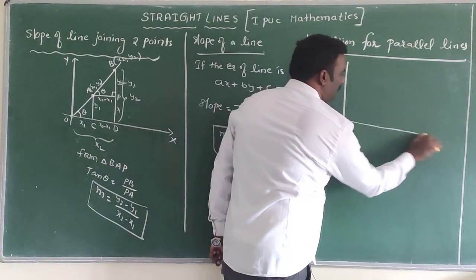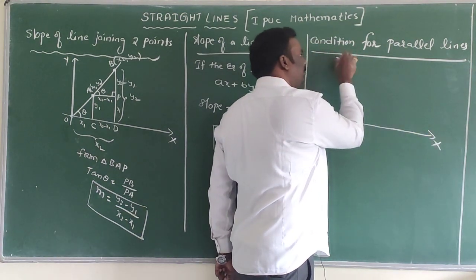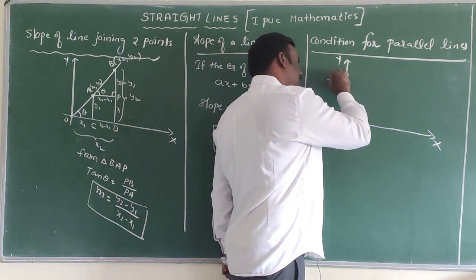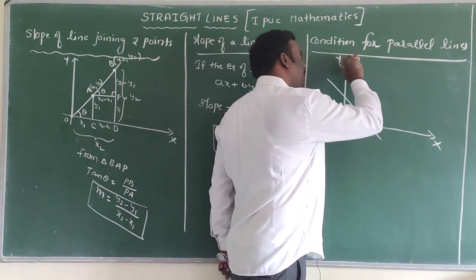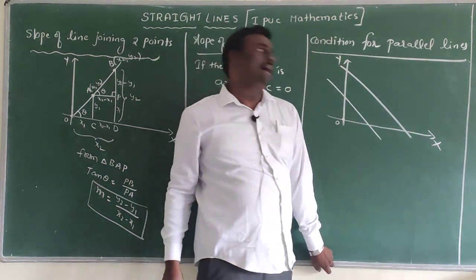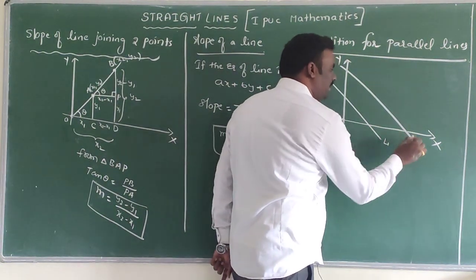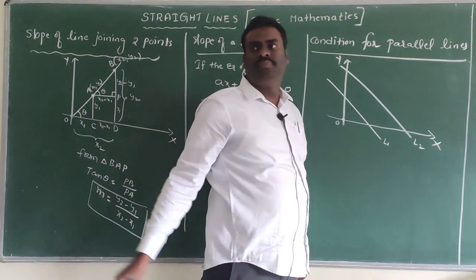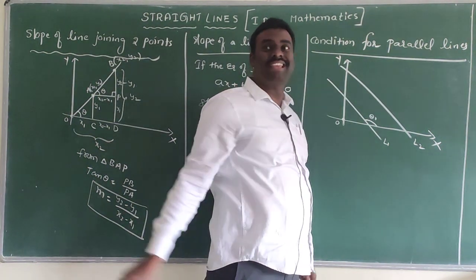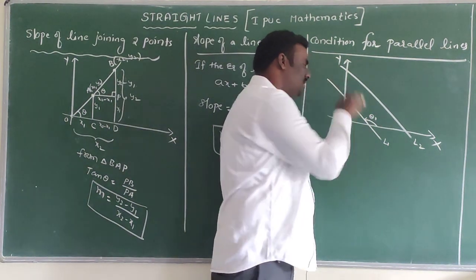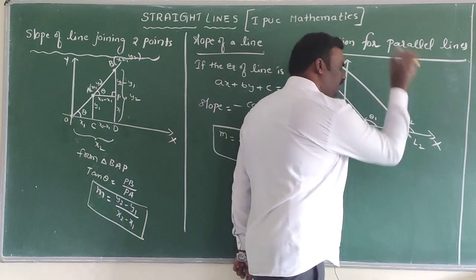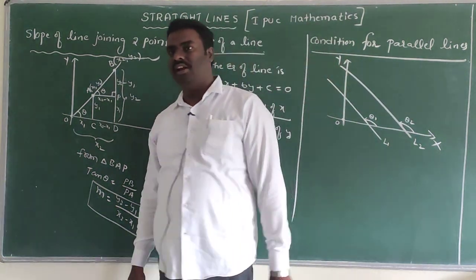First, take the coordinate axis and again you take two parallel lines. It is the first line, it is the second line. These two are which type of lines? Parallel lines. The first line is L1 and the second line is L2. L1 makes an angle theta 1 with x axis in anti-clockwise direction. L2 makes an angle theta 2 with x axis in anti-clockwise direction.